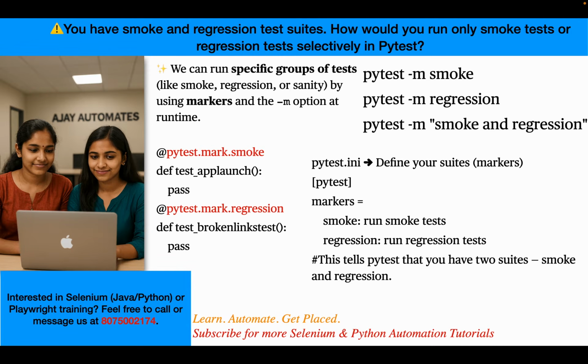Let's see the next question. You have smoke and regression test suites. How would you run only smoke tests or regression tests selectively using PyTest? If you remember, using Selenium and Java, we use TestNG grouping. In the PyTest framework, we can make use of markers. Using @pytest.mark.smoke, or whatever test suite you are running, define those names in your Selenium test. During runtime, you can use the command pytest -m smoke, or if you want to run the regression test suite, pytest -m regression. Also define your markers in the pytest.ini file. This is how we can run specific test suites in PyTest.